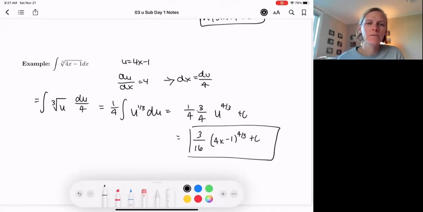Okay. If you feel a little rusty about u substitution still, that's okay. We're going to get a lot more practice in class. So just stick in there. It'll get better as you do more practice.